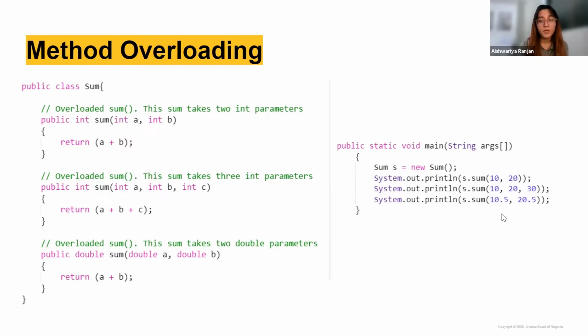And the third line is calling the third method because the actual parameters over here are doubles. So we have double 1, double 2. So this is going to call the last method over here and return the answer from here. So this is an efficient way to reuse a method. It's easier to have the same method with different parameter lists than to have 3 different methods which are named differently.